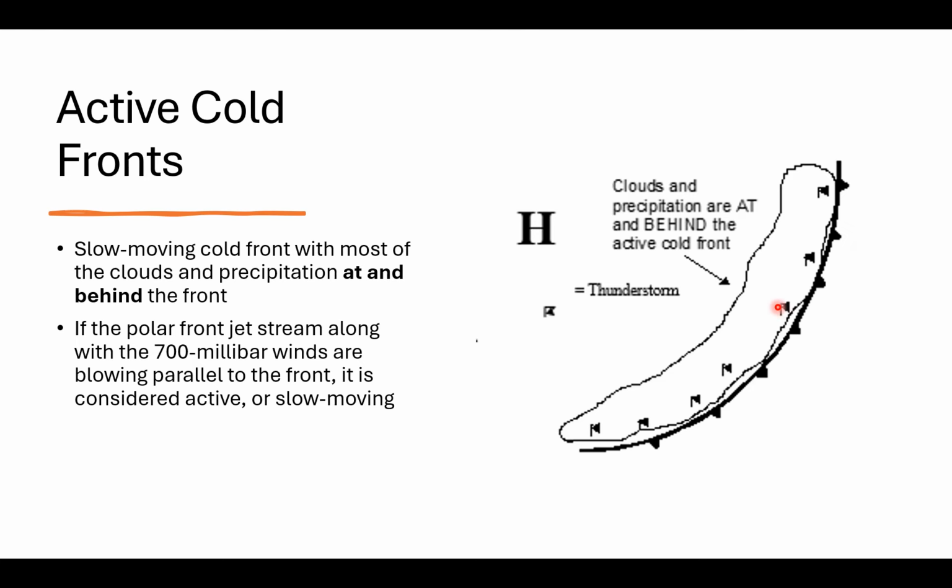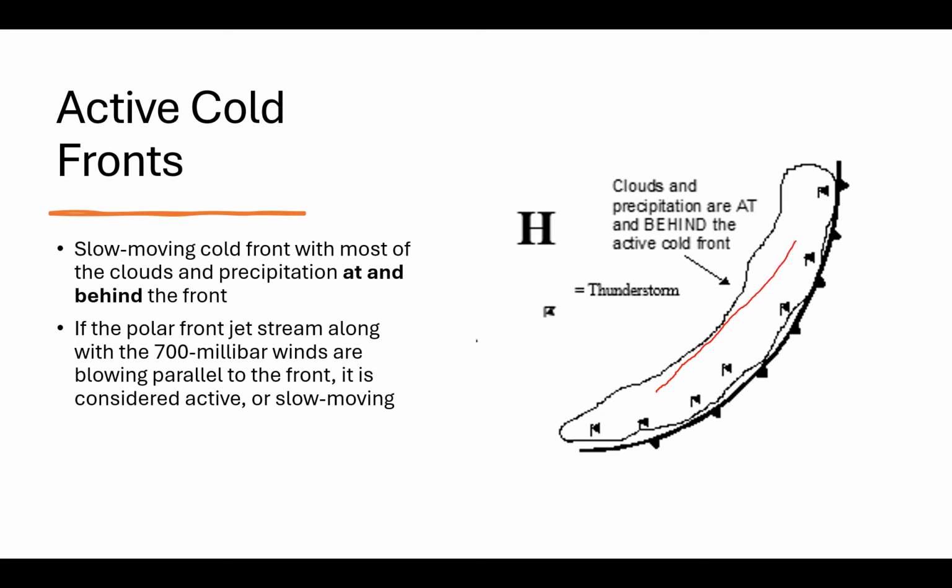You see the symbol here representing thunderstorms. If the polar front jet stream, along with the 700 millibar winds, now the 700 millibar winds are about 10,000 feet above the ground, if they're blowing parallel to the front, it is considered active or slow moving. So if I were to draw the upper level winds in relation to this particular front here, my polar front jet stream along with the 700 millibar winds, 10,000 foot winds, are blowing parallel.